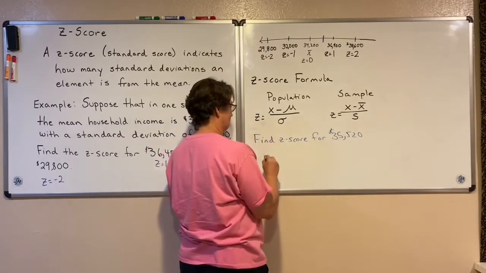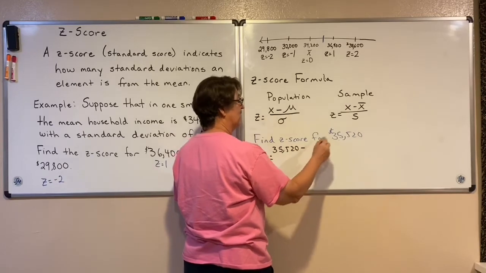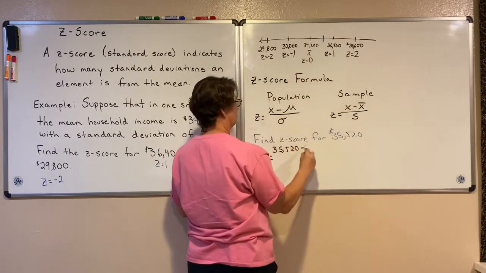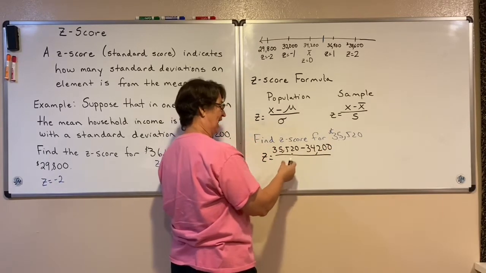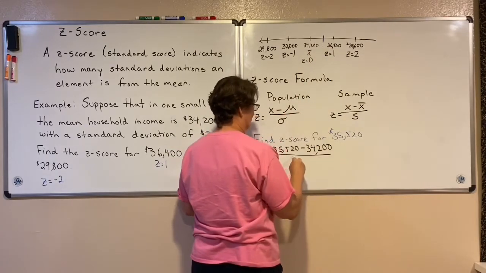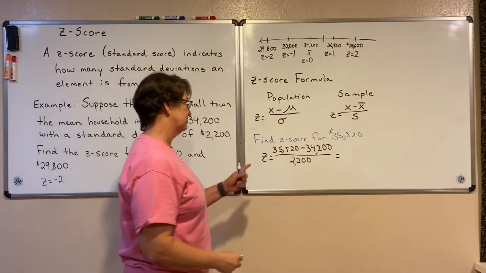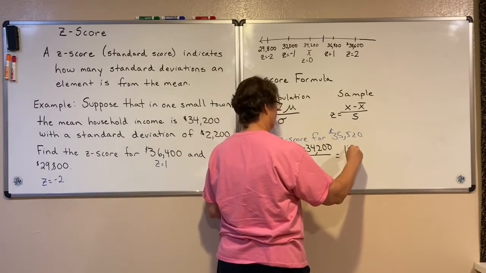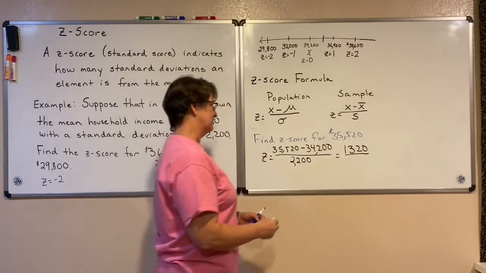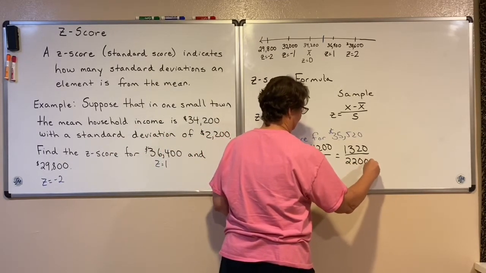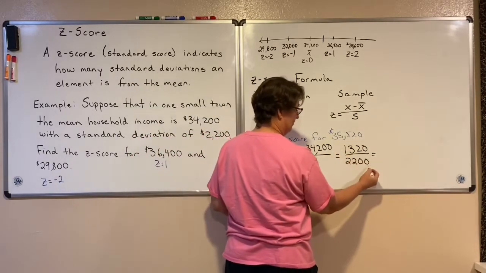So I'm just going to use my formula to help me. I take my 35,520, my data value. I subtract my mean, in this case 34,200. And then I divide by the width of each one of these, the 2,200, my standard deviation. So on top there, when I do this subtraction, I get 1,320. And on bottom, I still have the 2,200. Simplify a little bit. I can divide the top and the bottom by 10.